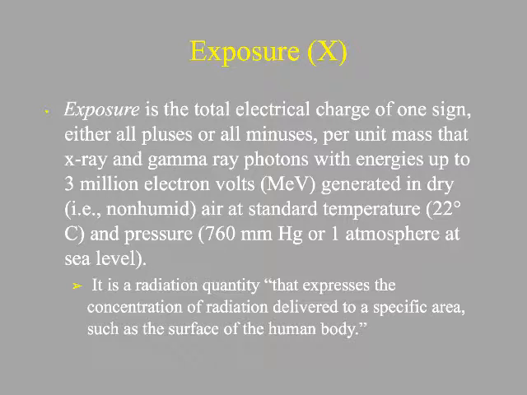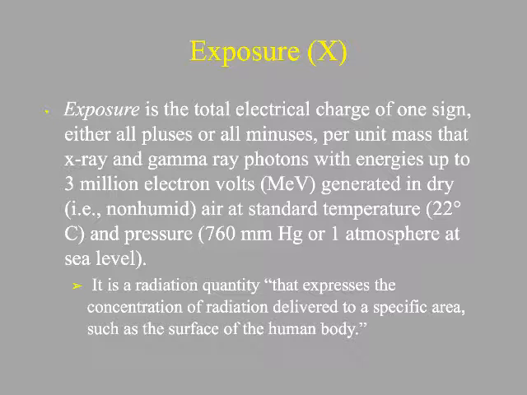The total charge of one sign, either all pluses or all minuses, so we can look at either side of the ion pair that's produced through ionization. We can look at the positively charged atoms that are produced or the negatively charged electrons that are produced. It doesn't matter. But we're going to either look at all positives or all negatives within the device.